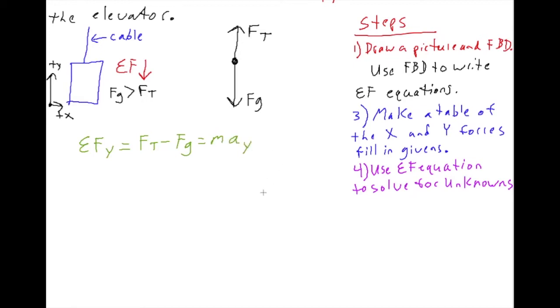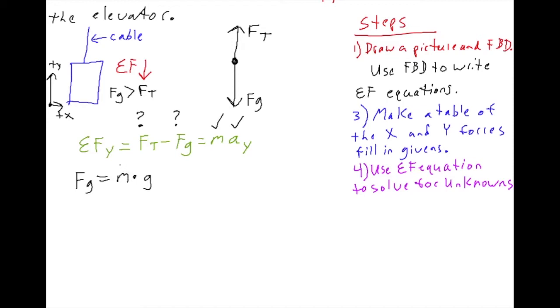Now that we have our equation, we're going to need to start plugging in some values into these variables. But we need to figure out what variables we already know. Well, in the problem, it told us mass, so we know mass. It also told us acceleration, so we know acceleration. It did not tell us force tension, and technically it didn't tell us force gravity. But fortunately, we have an equation for force gravity, and that equation is force gravity equals mass times gravity.